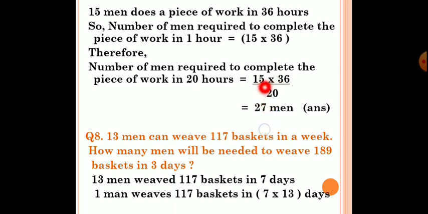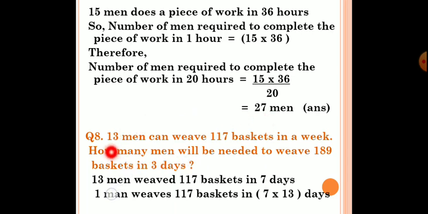So here 15 into 36 was the men required for 1 hour of work. Now in 20 hours, obviously the number of men will decrease. So we have divided it by 20. That is 15 into 36 divided by 20. On solving it, we'll get the answer as 27. So to complete the work in 20 hours, 27 men are required.